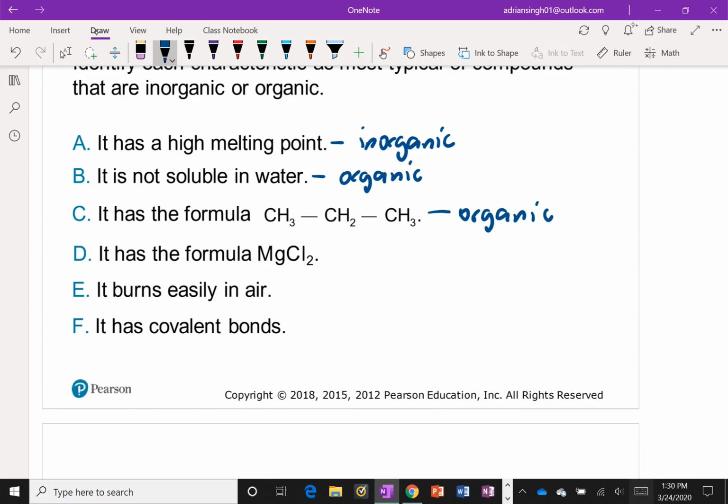Has the formula MgCl2. There's a metal in it, so right away we can think inorganic. There's no carbon in it. Burns easily in air. That tends to be your organic compounds. And covalent bonds, we typically find those in our organic compounds as well.